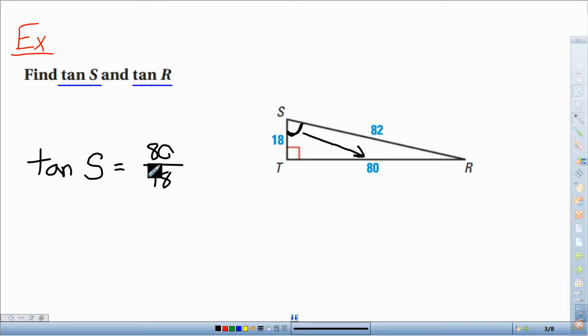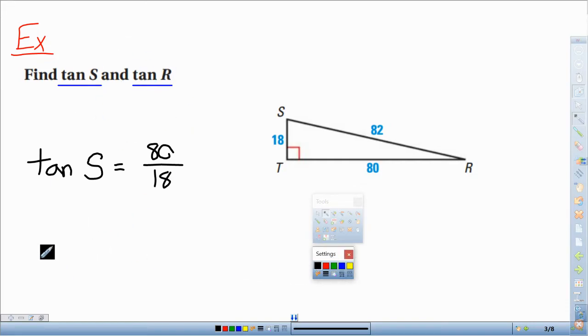Some problems might actually ask you to divide these numbers and get a decimal. But for now, for us, we're good with just the ratio. That's all I want us to practice. We don't really need a decimal. Really, the decimal doesn't help us all too much, but you'll see in the future.